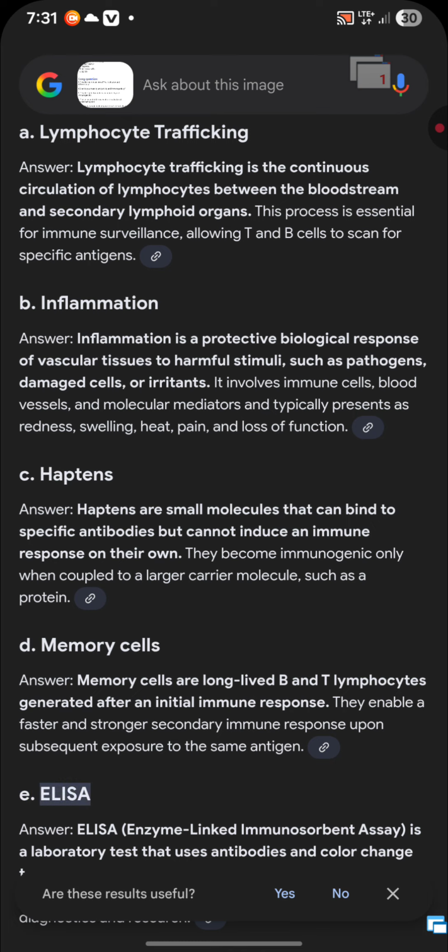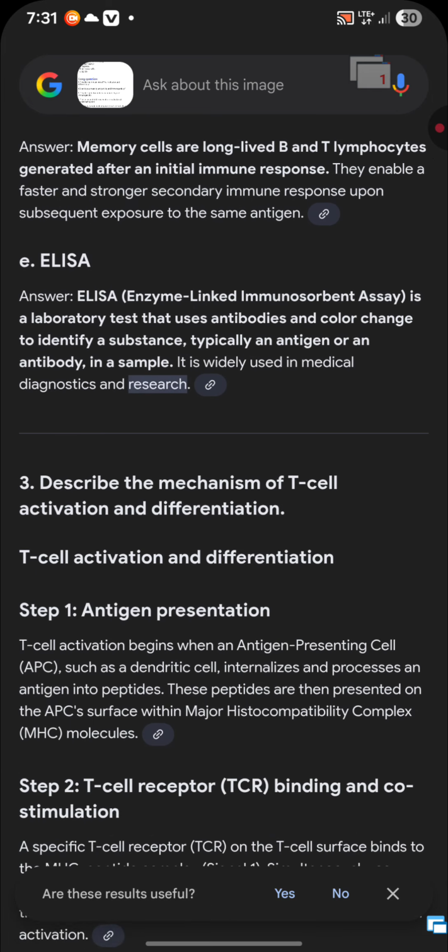E. ELISA. Answer. ELISA, enzyme-linked immunosorbent assay, is a laboratory test that uses antibodies and color change to identify a substance, typically an antigen or an antibody, in a sample. It is widely used in medical diagnostics and research.